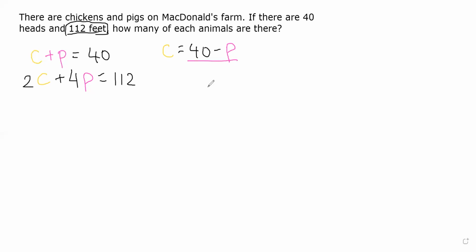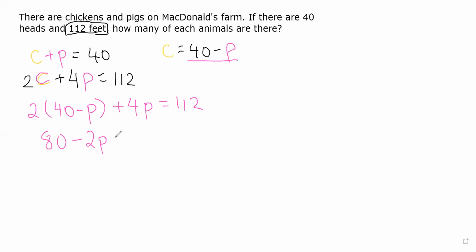So we can use this information and plug it into the C over here. Then we can rewrite this equation as 2 times C, where C is 40 minus P, and then plus 4P. This is equal to 112. So if we distribute the 2 into this bracket, we get 80 take away 2P plus 4P is equal to 112. And 4P minus 2P is just 2P, so we have 80 plus 2P.